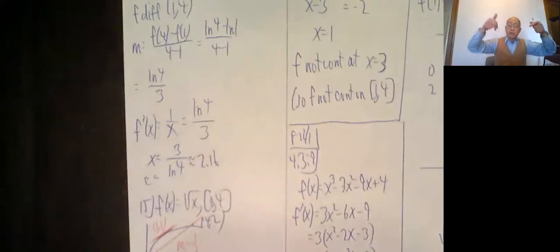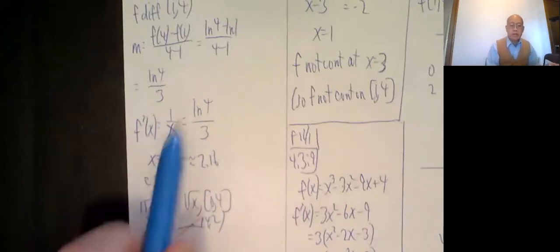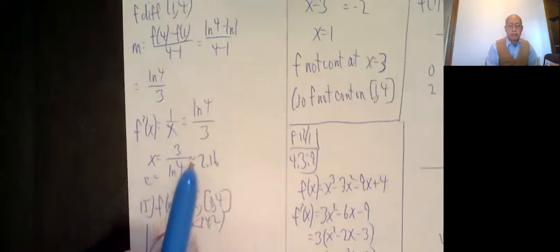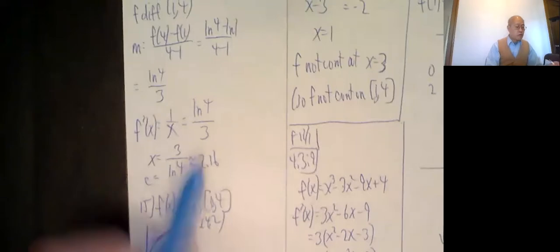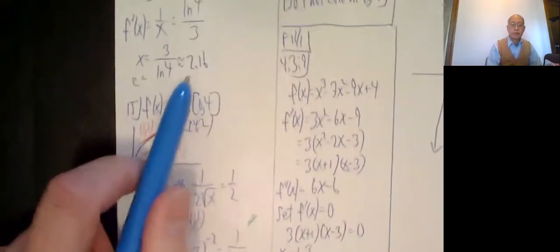I can reciprocate both sides. If two things are equal, the reciprocals are equal. Flip that, you get x. Flip that, you get 3 divided by ln 4, which is approximately 2.16. Okay? And 2.16 is between 1 and 4. Not exactly right in the middle, but it doesn't have to be. So it works.